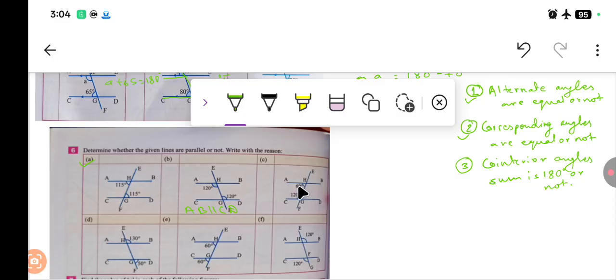In this question you see co-interior angles are given. So if co-interior angles are given, you need to find their sum. Here the sum of co-interior angles is 60 plus 120, that gives us 180 degrees. So you will write AB is parallel to CD, and as the reason you can write: because the sum of co-interior angles is supplementary, which means 180 degrees. So in this way you can do this also. Let us move down.